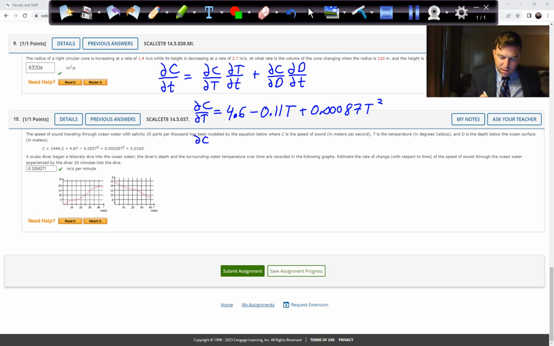Partial C partial d is real simple. It's literally 0.016. It's a constant. So when I take the partial of speed of sound with respect to d, all of these terms become zeros, and the d goes to 1, and so we get 0.016.